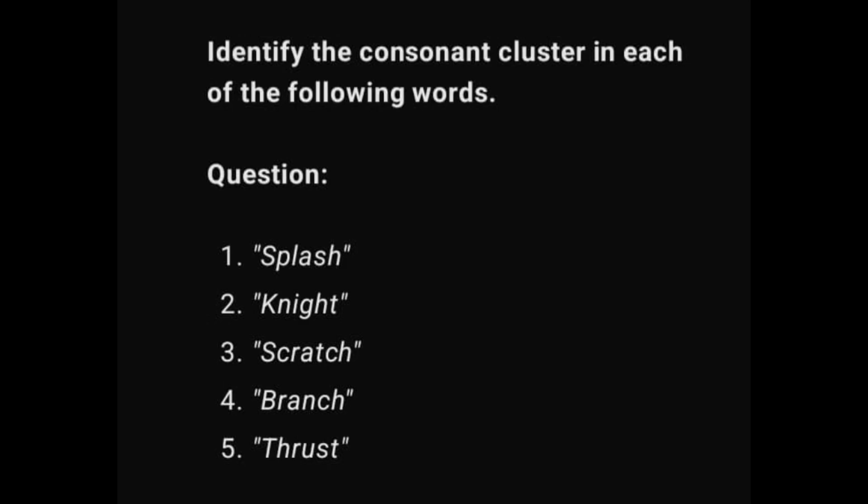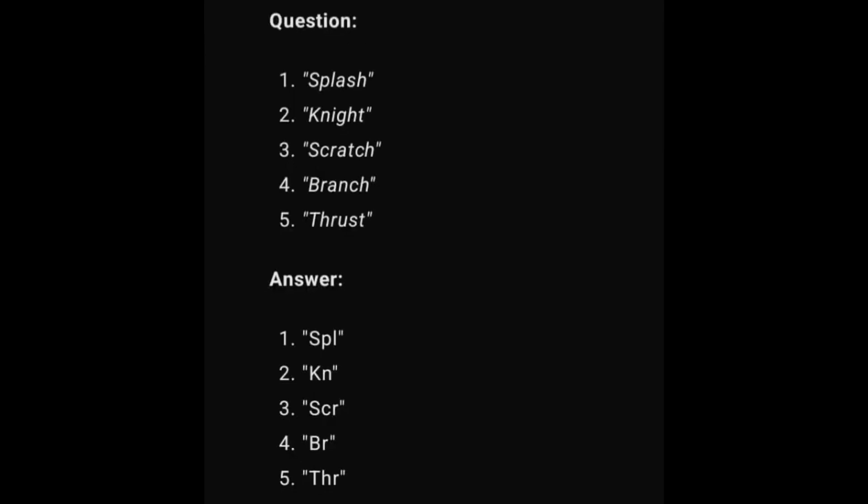Splash, night, scratch, branch, and thrust. So you have to pick the consonants, you have to show us the consonant cluster in the word. So we're going to be looking out for the clusters in each of the words given in the previous slide. In the word splash, we have S, P, and L. In the word night, there is no cluster. We have consonants K and N.